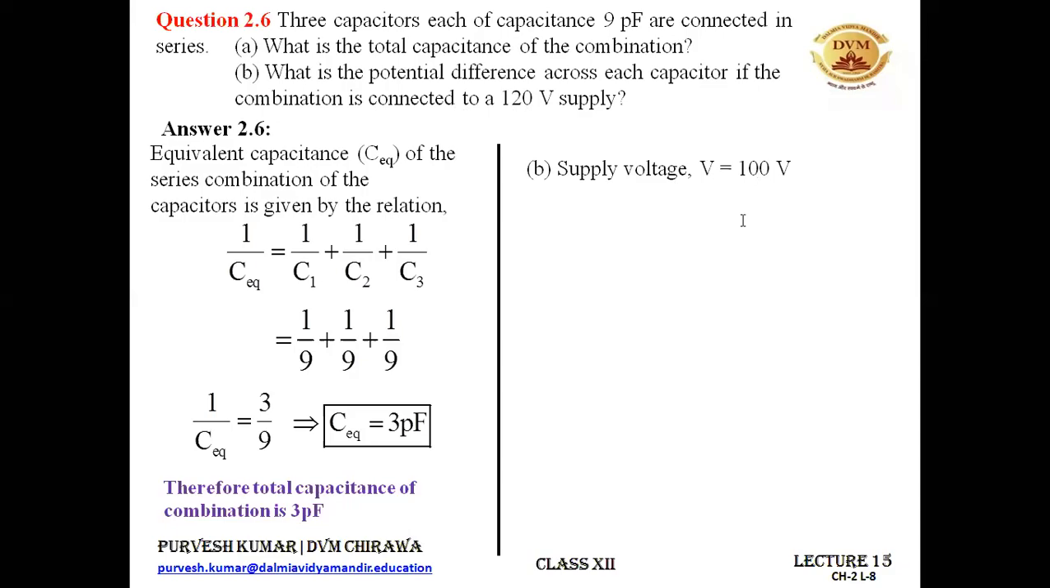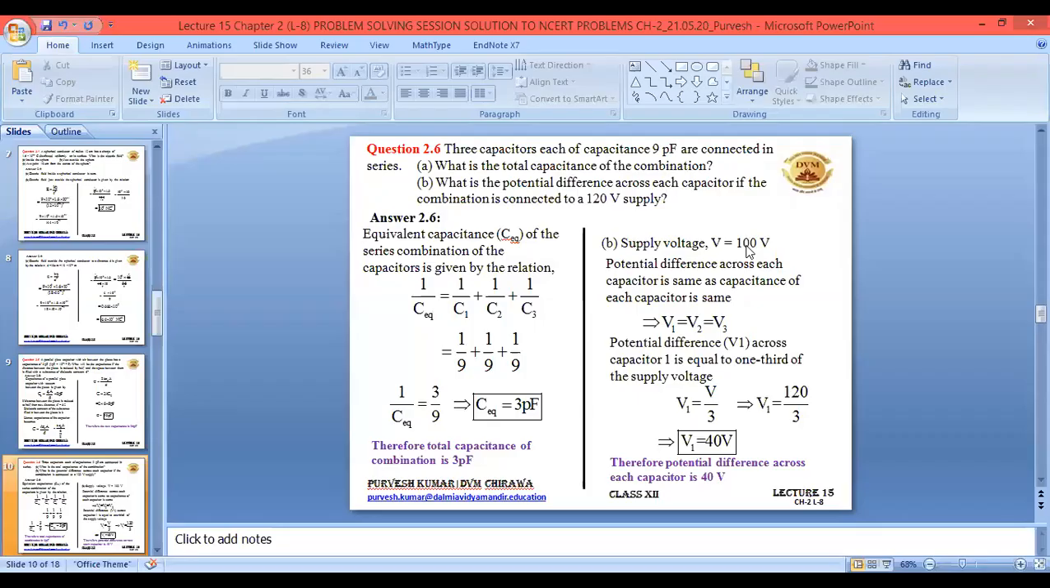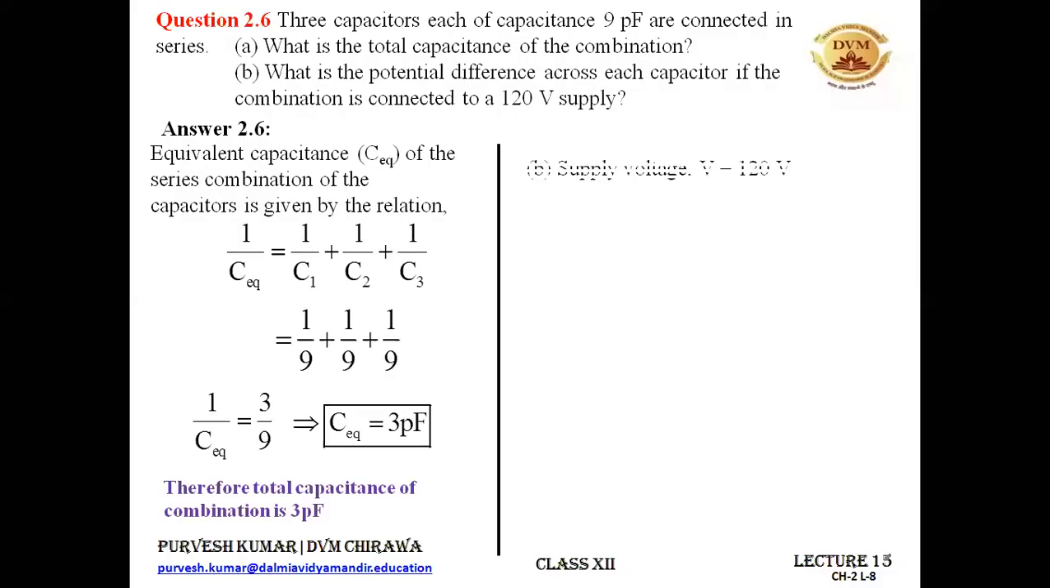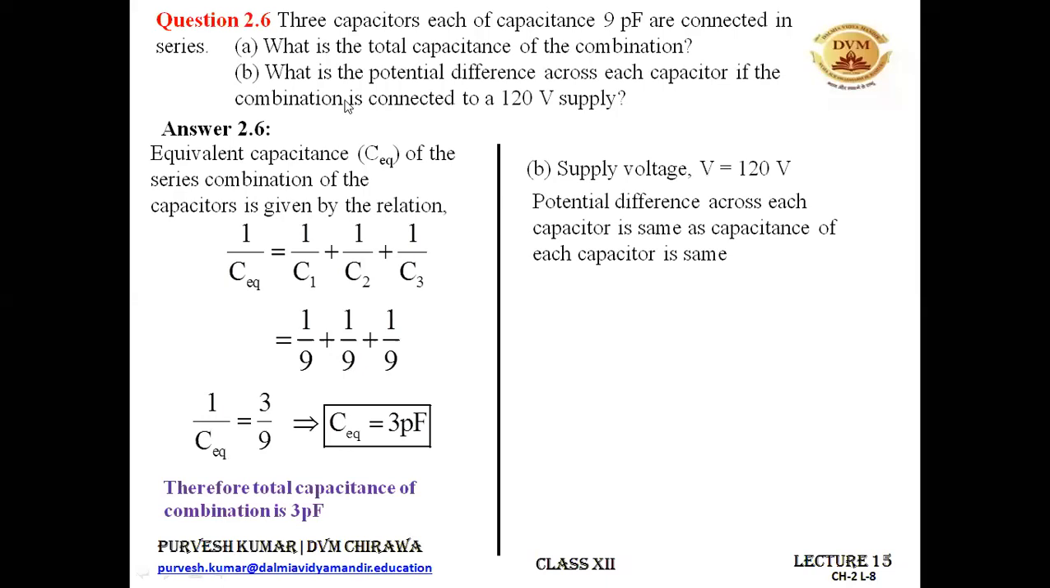So please make a correction in this one. It is given over here that it is 120 volt. So 120 volt potential difference is applied across the combination. Since the capacitance of each capacitor is equal, the potential drop across each capacitor will be the same.